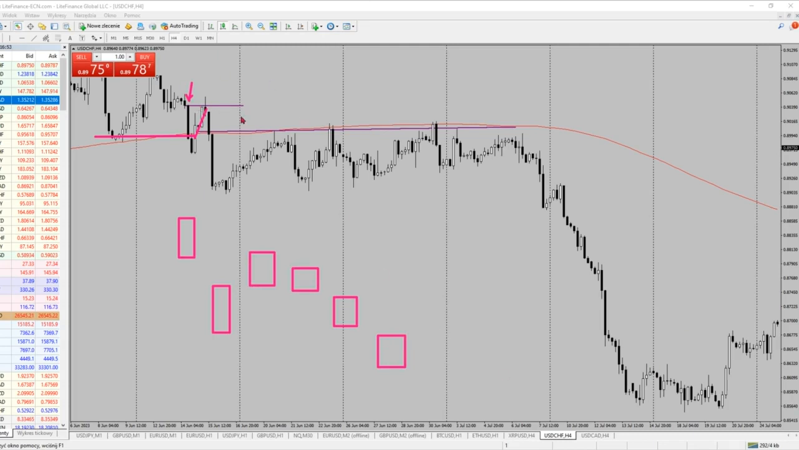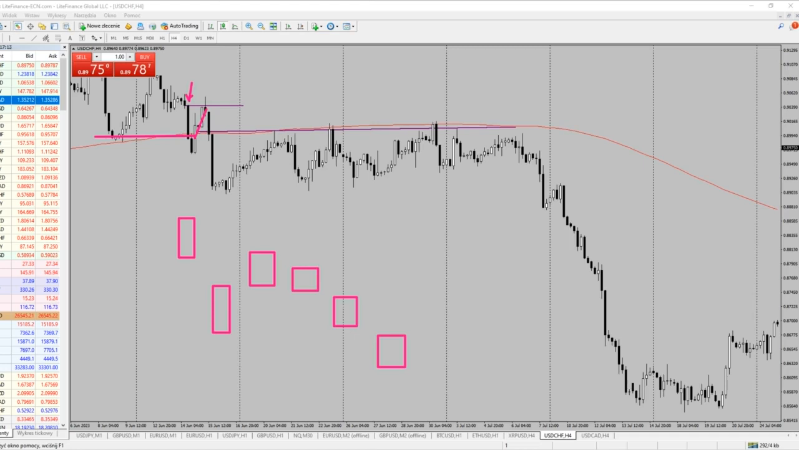Point number two is that we have to be at the higher level. This type of attempt to break lower shouldn't happen after a huge move to the downside, because that's something we are going to discuss in the second part of this video.